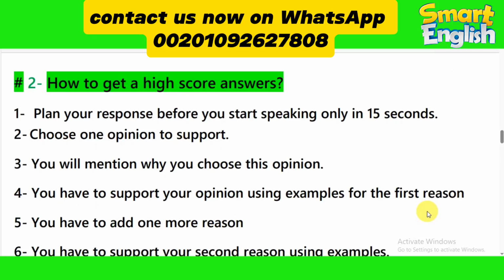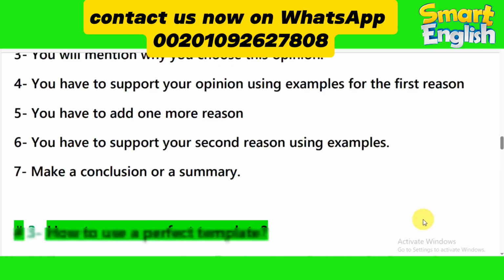Let's move to number 5. You have to add one more reason. Also, this is a way of covering the ideas and making your speech very coherent and fluent, okay? You have to add more supporting ideas and reasons, and also in number 6 you have to support the second reason using examples. Okay, the final one is to make a conclusion or a summary.